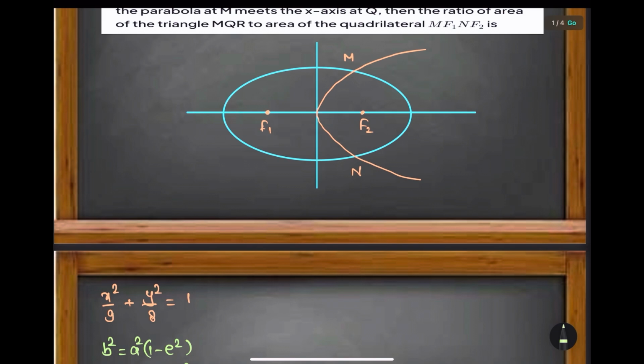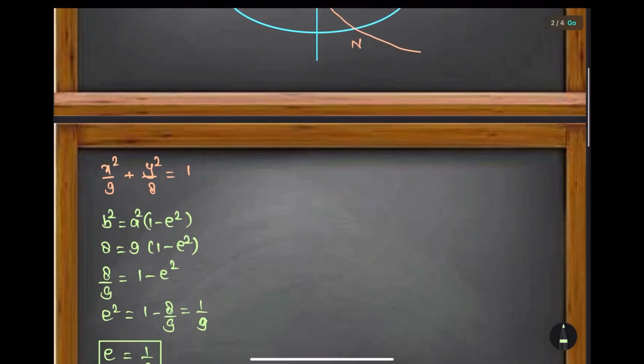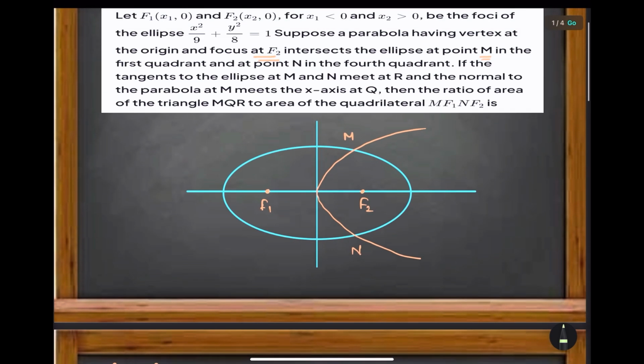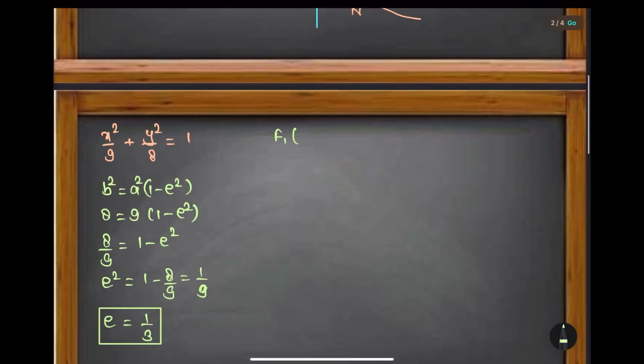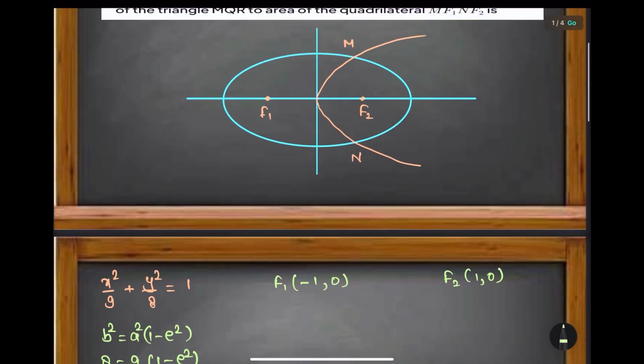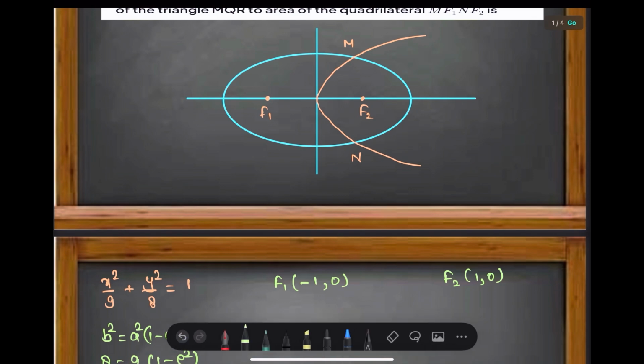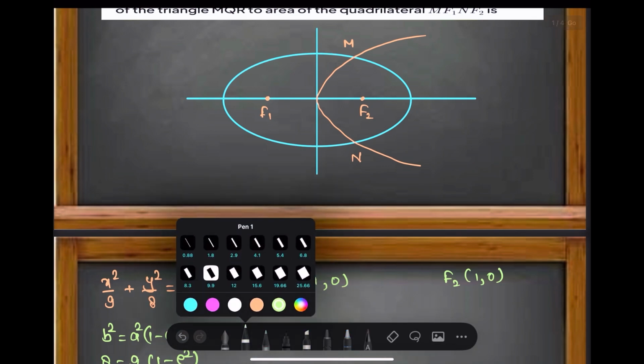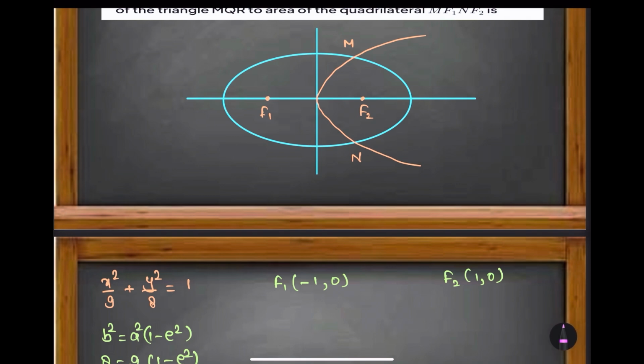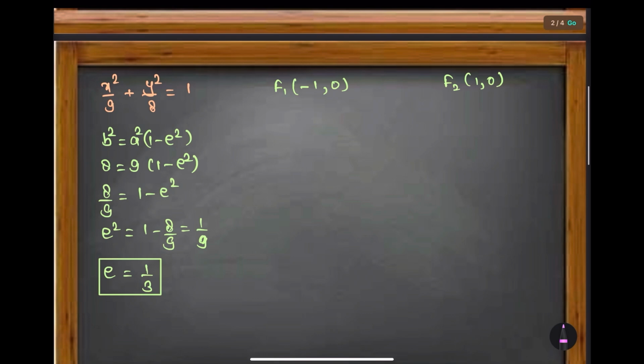So can I say that F1 will be minus AE? A is 3, e is 1 by 3, so F1 is (minus 1, 0) and F2 is (1, 0). Correct? Now we need M and N. So who are M and N? M and N are the intersection points of the parabola with the ellipse. So we have to find the equation of the parabola, then we will find the intersection points.